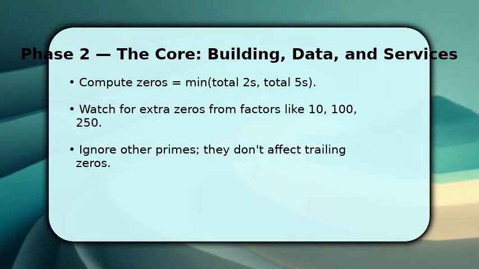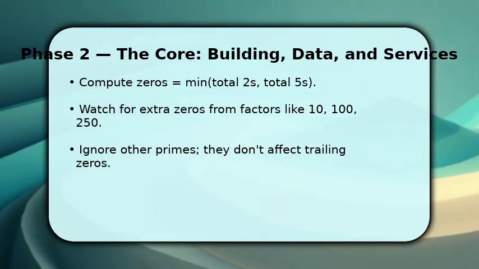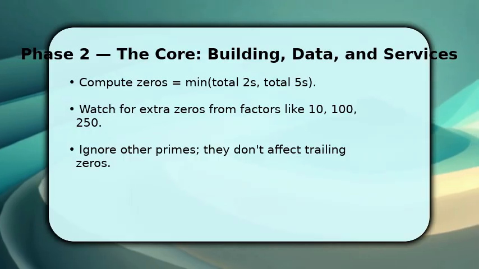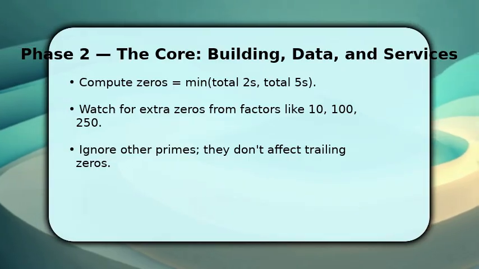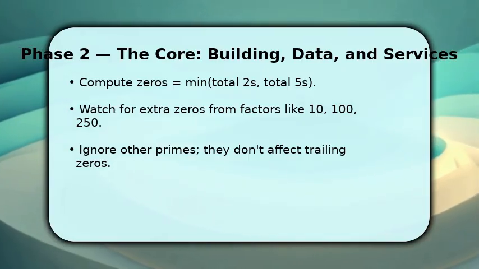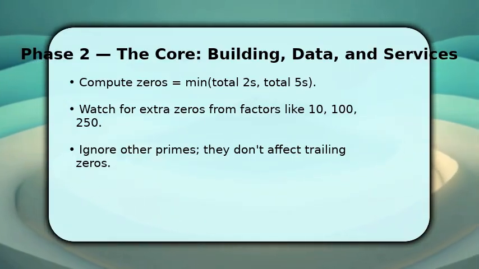Make sure to convert composite factors like 10 or 100 into their prime exponents to add correctly. For instance, 100 contributes two 2s and two 5s. Also, ignore primes other than 2 and 5 since they do not create trailing zeros. Once finished, you'll have the exact zero count for the product.